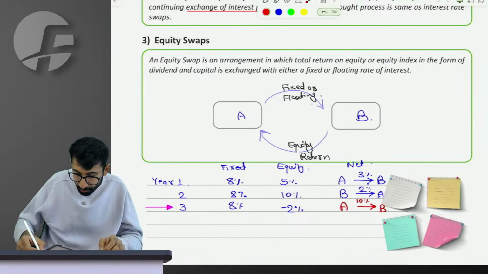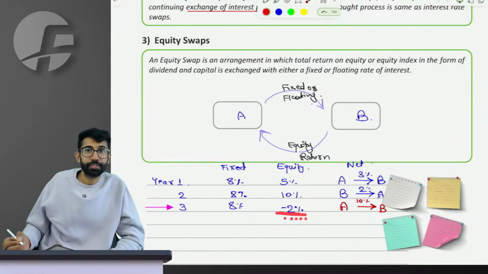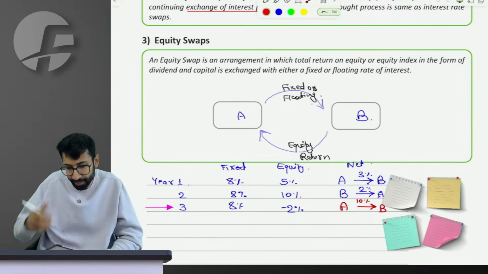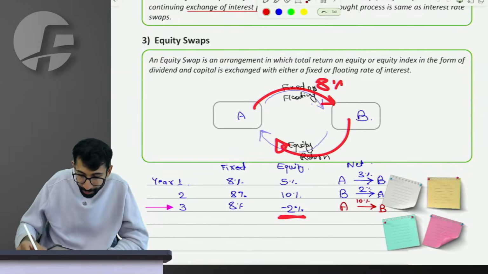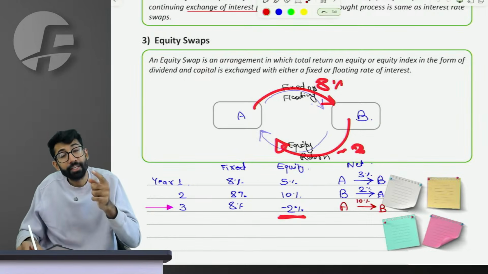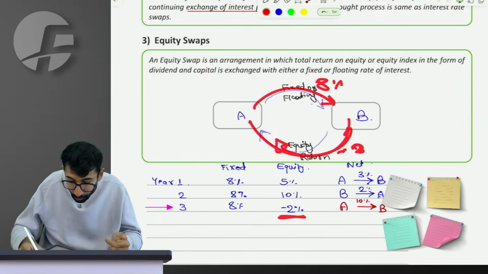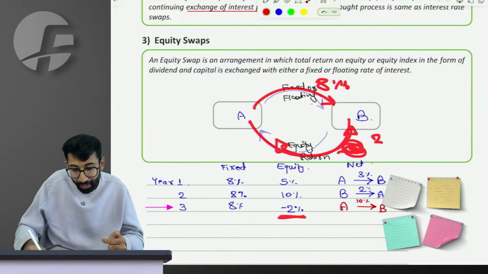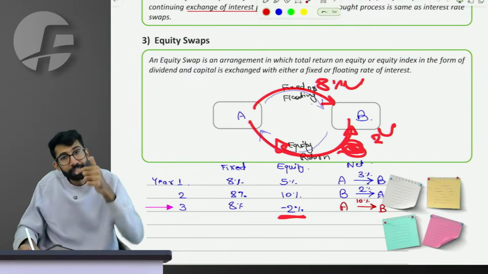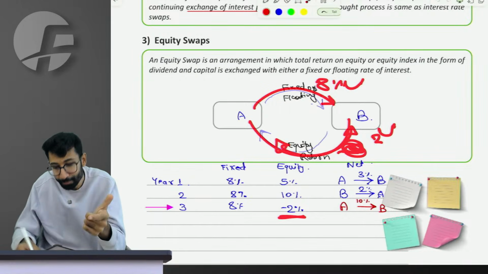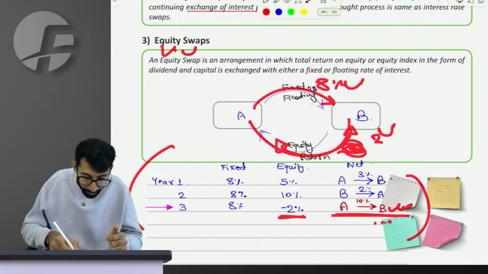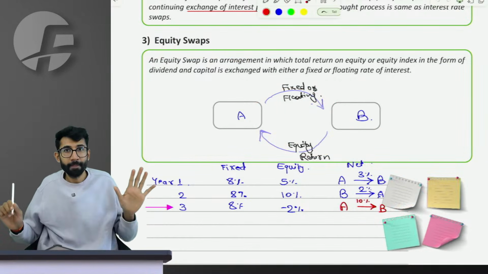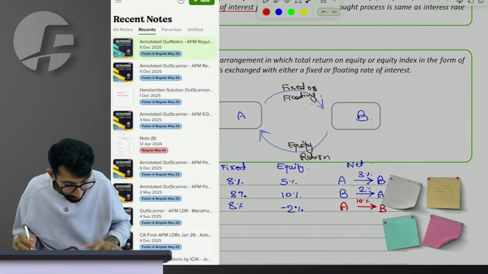Sir, suppose in the third year equity gives you negative 2% return. Can equity fall? Yes, negative 2% return. So I pay you 8 and you pay me -2. So it is like you paying me -2 is equal to I paying you 2 basically. So I will have to pay you 8 as well as -2 you pay me, which is I pay you 2. So overall I have to pay you 10. This is the part different in the equity swap. Yes, except for that it is all easy.